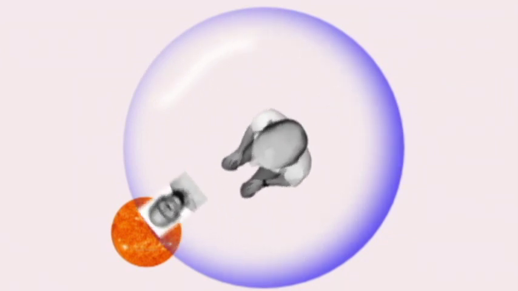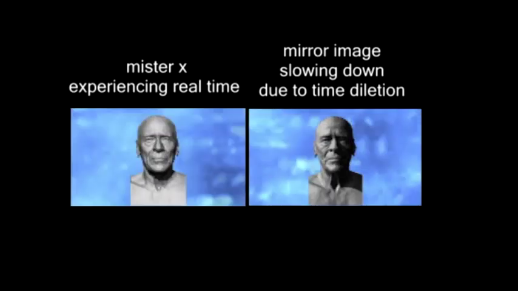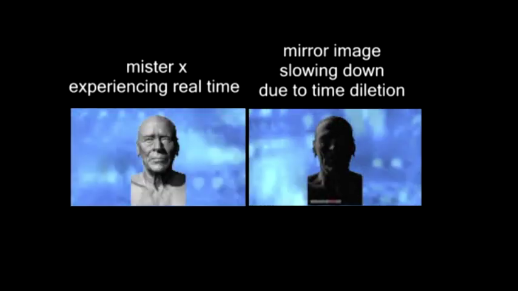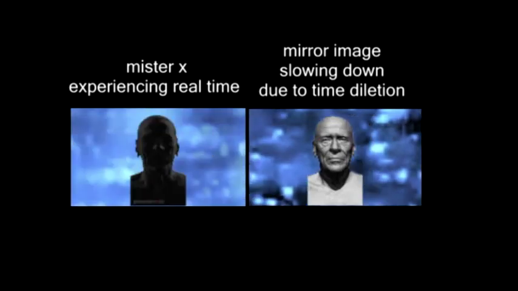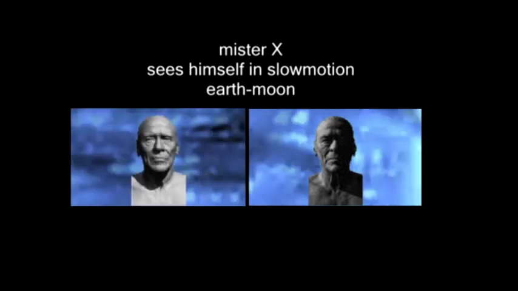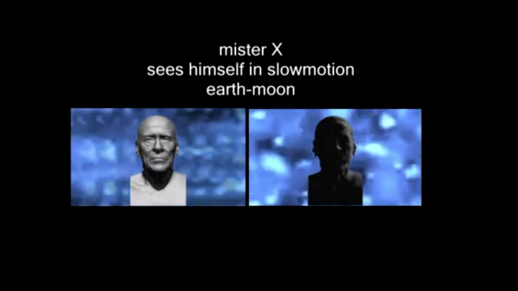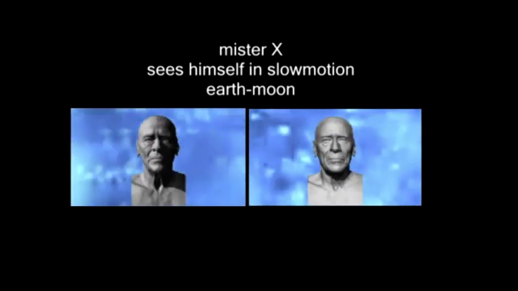Here we see Mr. X turning, and we see his mirror image turning faster because it is on the outside of the circle and Mr. X is on the inside. On the left we see Mr. X experiencing real time. On the right side we see the mirror image slowing down due to time dilation. Mr. X sees himself in slow motion. Left the Earth, right the moon.